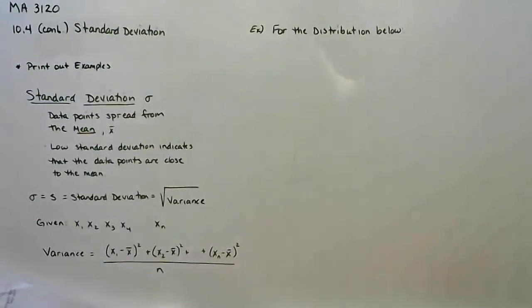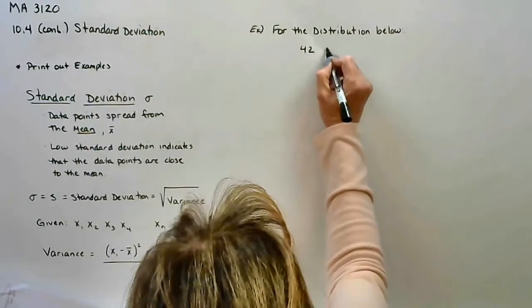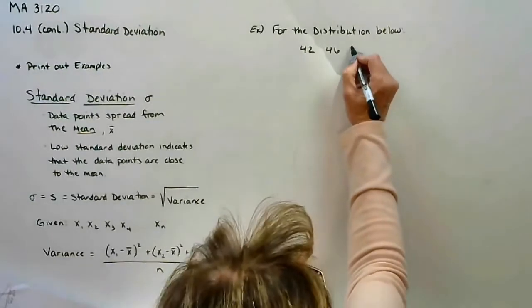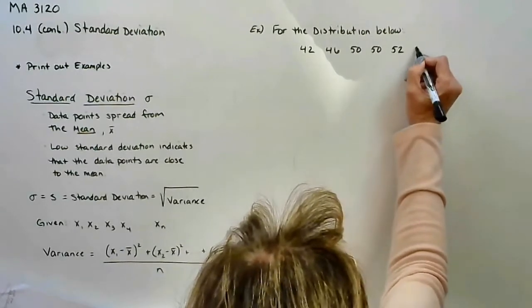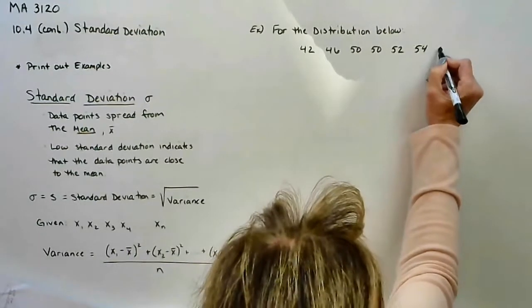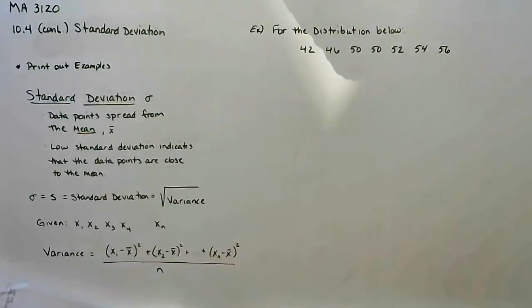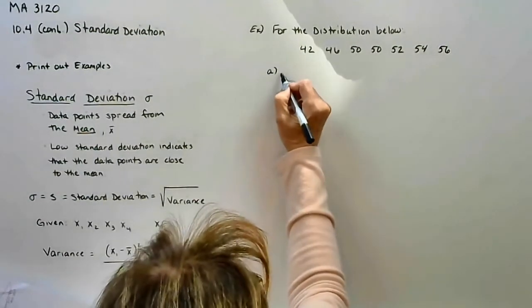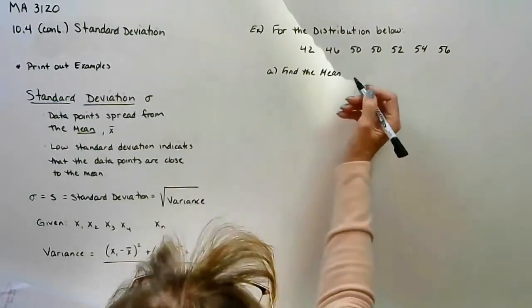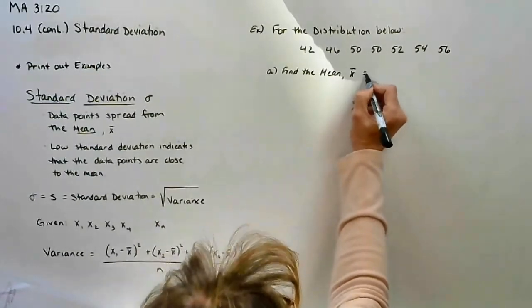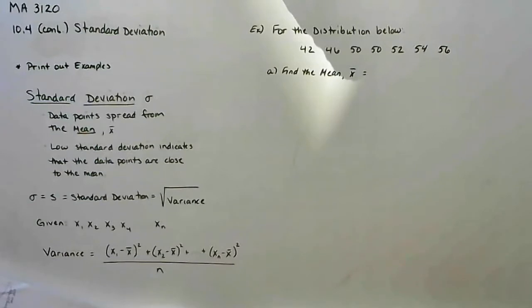All right, so here are the numbers. Again, I already ranked them for you. So the numbers are 42, 46, 50, 50, 52, 54, and 56. Okay, well, let's first calculate the mean, also known as x bar. Well, we know to find the mean, we add up each data point and divide by the number.